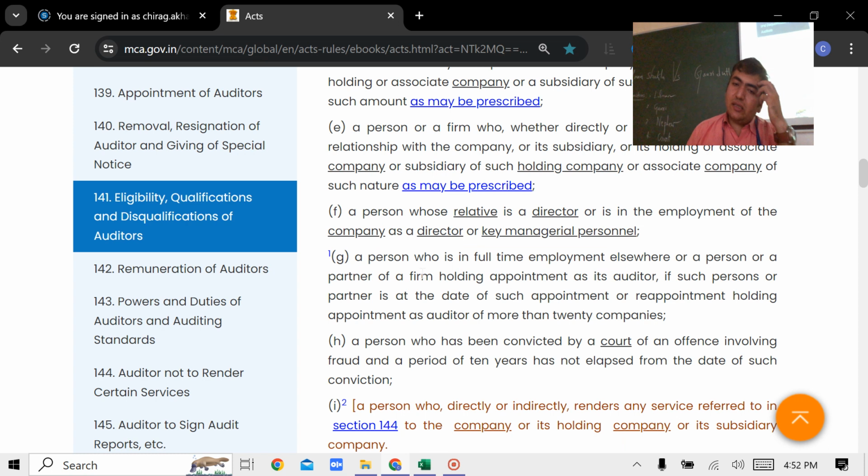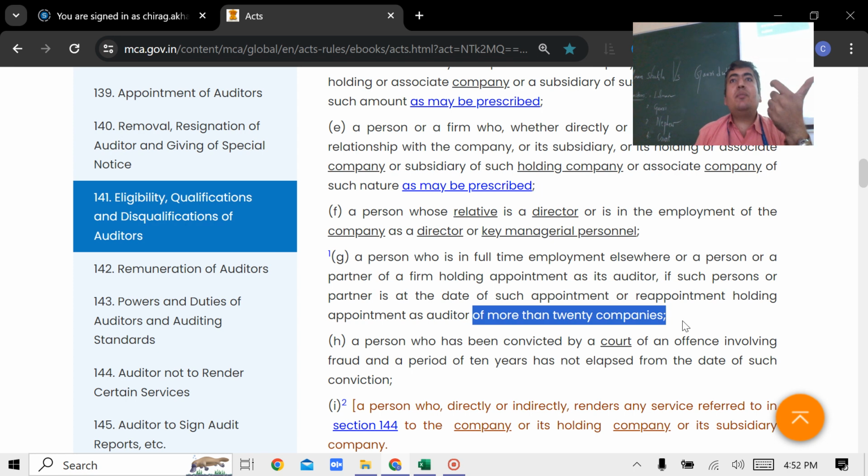ठीक है. Second thing is, you are disqualified if you are accepting the audits of more than the limit specified. And the limit specified is not more than 20 companies. So you tell me one thing, students, listen to my words: at a time you can be appointed as the auditor of a maximum of 20 companies, not beyond that. Make sense? Hello? All right.